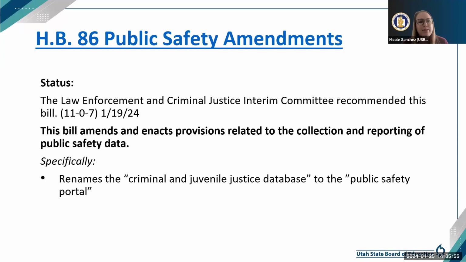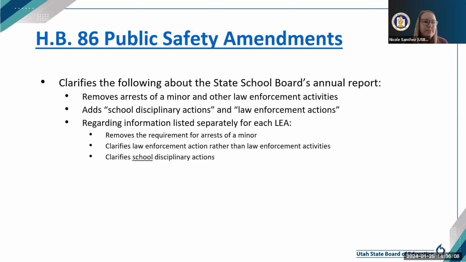And then this is similar, but this is a public safety amendments, HB 86. So one thing that's important to note is that it would rename the criminal and juvenile justice databases to the public safety portal. Next. And then it does clarify some items about the state school board's annual report. It would remove arrests of a minor and other law enforcement activities, but would add school disciplinary action and law enforcement action. And then information that has to be listed separately for each LEA would need to include clarifying law enforcement action rather than activity, and clarifying school disciplinary actions, and then again would remove the arrest of a minor.